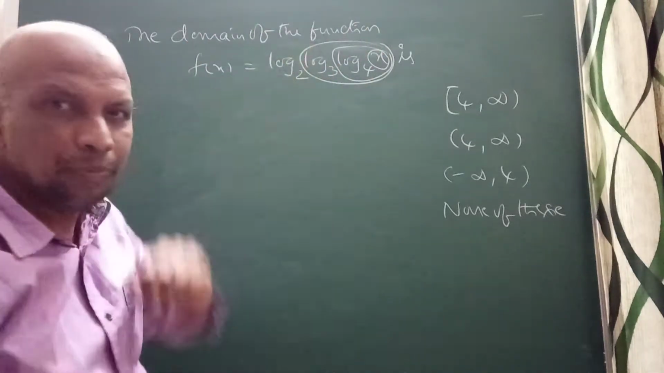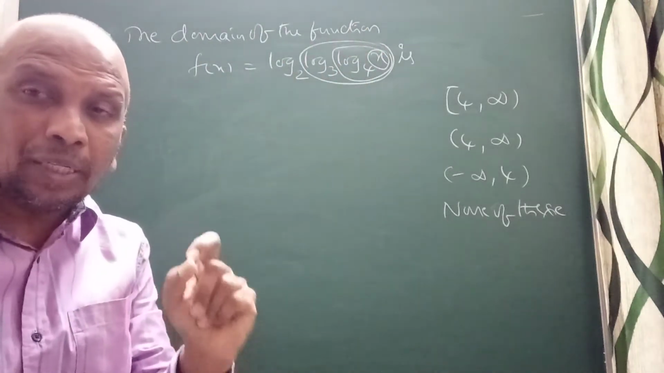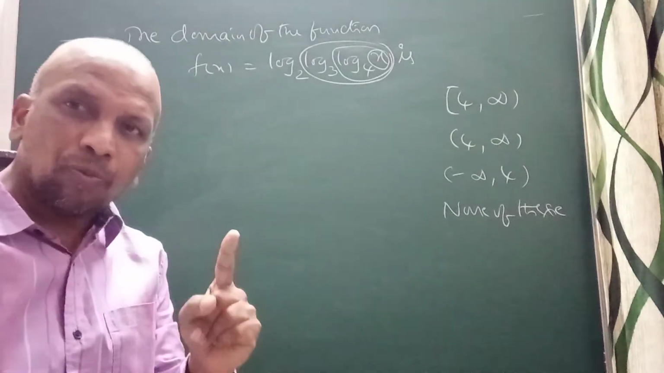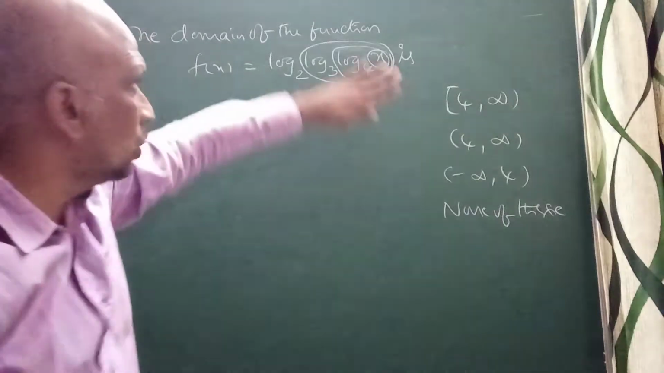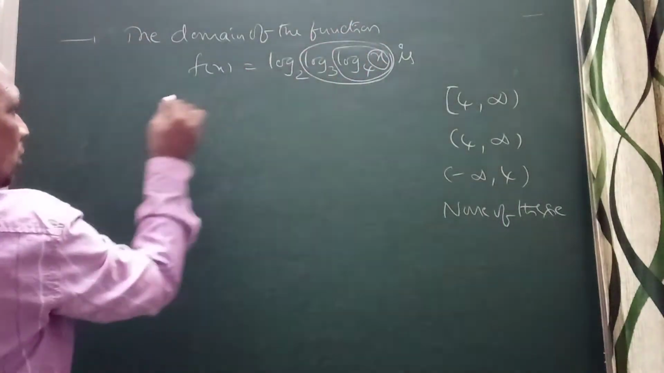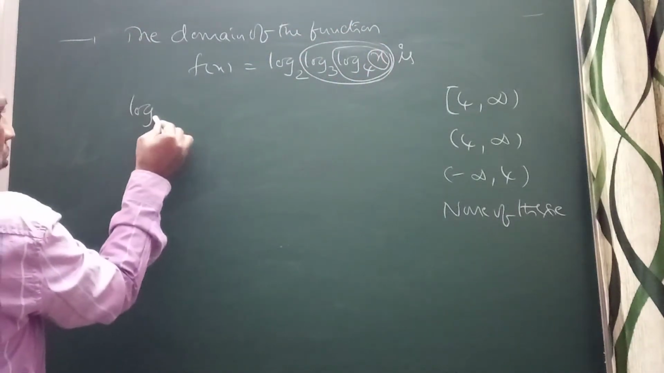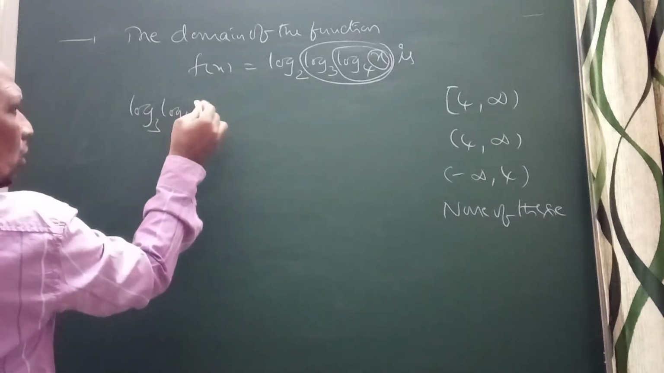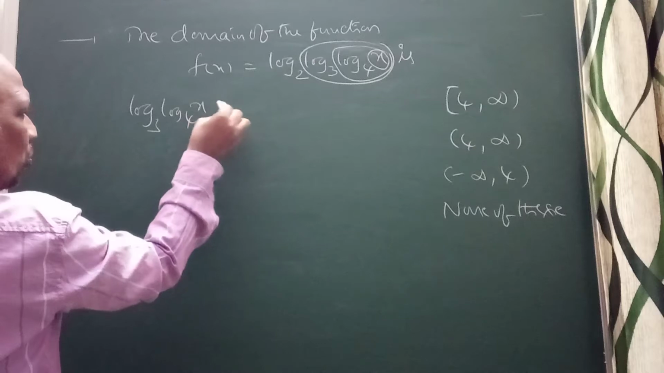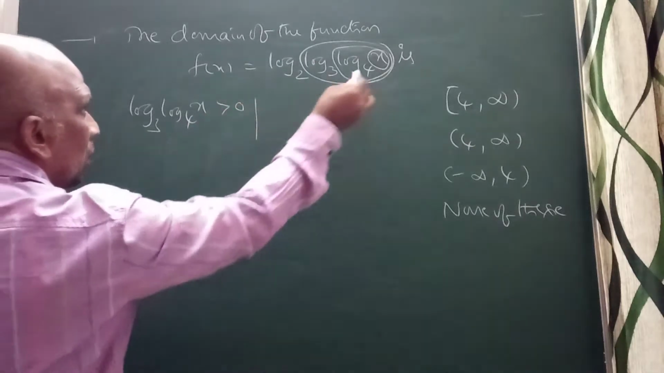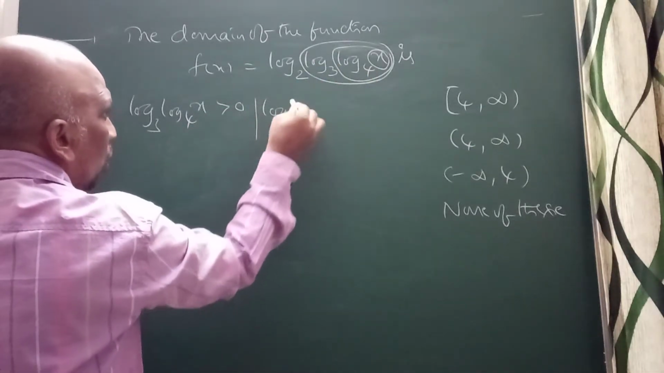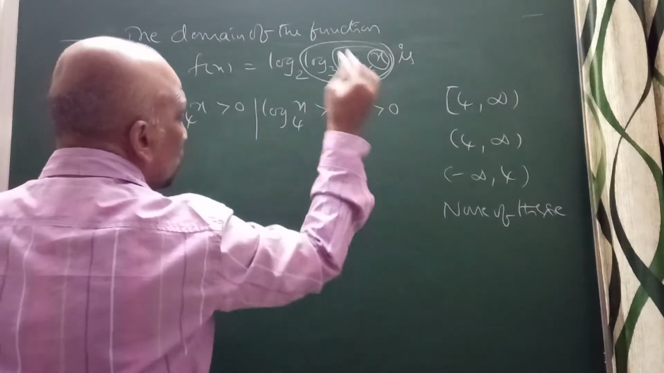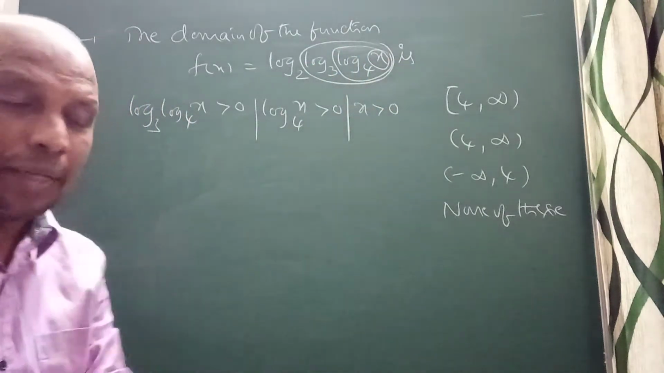This should be positive. We can define logarithm only for positive numbers, right? So this should be positive. So I can write log 3 of log 4 of x should be positive. At the same time, log x base 4 should be positive, and at the same time, x should be positive. These are the three cases.